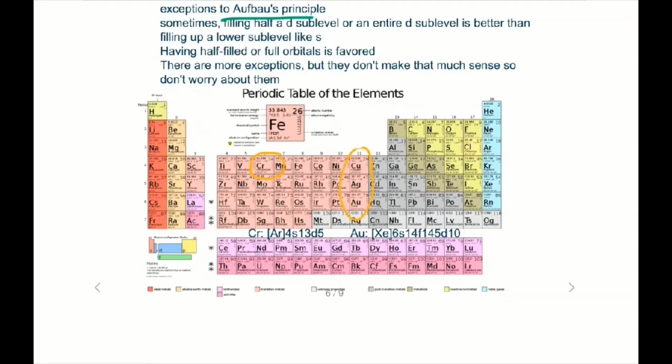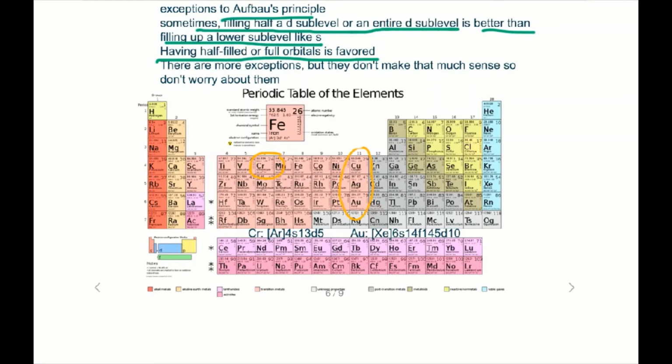So I will not go into those, but I want you to focus on four: chromium, copper, silver, and gold, because they have very special electron configurations that have a meaning to them, I guess you could say. So read this explanation. Sometimes filling half a d sublevel or an entire d sublevel is better than filling up a lower sublevel like s. In other words, having half-filled or full orbitals is favored, especially for d sublevels.